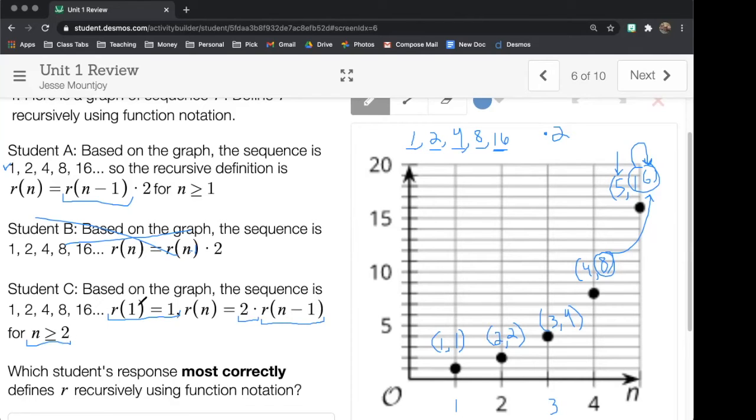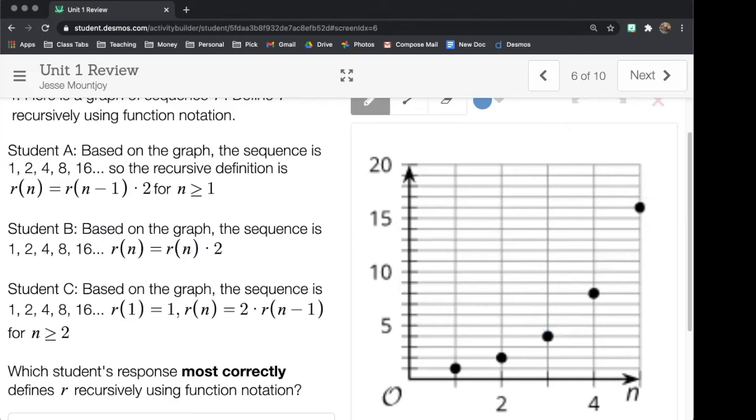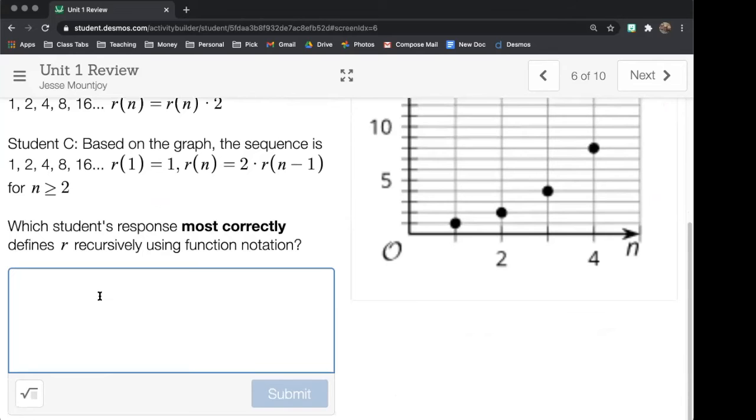So after I know that R of 1 is 1, now that I know this one, I can start the rule. It works. So I can look at the previous one and I can double it. It'll give me the next one. Look at this one and double it. It'll give me the next one. Look at this one, double it. It gives me the next one, right? So now I see that it starts on the right place. It has the right domain and it has the right rule. So which student was correct? Most correct? Well, student A had a very good answer, but they forgot where to start. So C is the better answer.